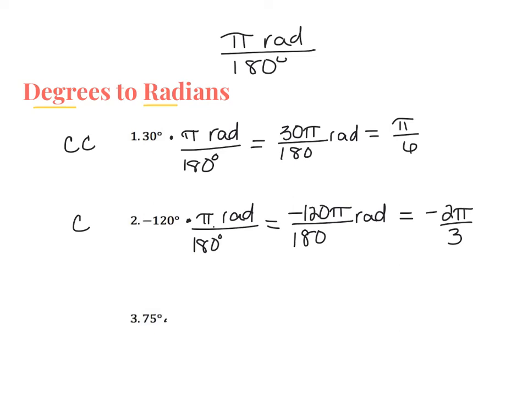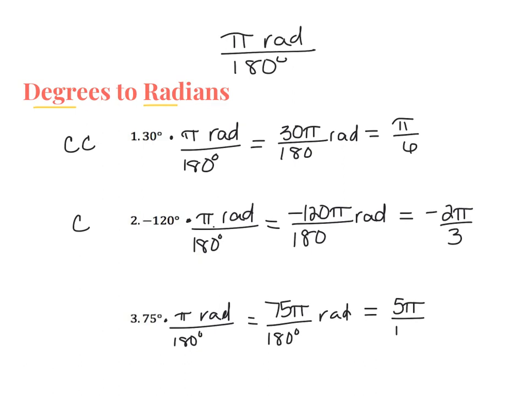For 75 degrees, again, we're using that same conversion factor, pi radians over 180 degrees. So you have 75 pi over 180 degrees. Reduce that fraction, and we get 5 pi over 12.